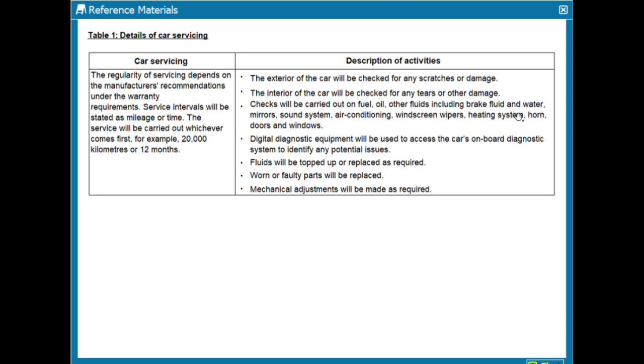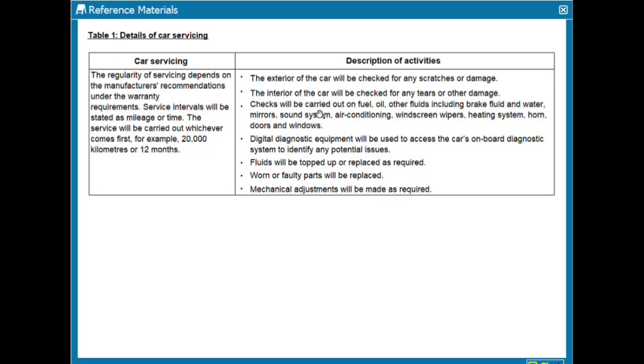Okay, so let's see. We have been given this Table 1, details of car servicing. Car servicing: the description says the regularity of servicing depends upon the manufacturer's recommendations. Under warranty requirements, service intervals will be stated as mileage or time. The service will be carried out whichever comes first, for example, 20,000 kilometers or 12 months. So whichever comes first, we will go for the servicing.